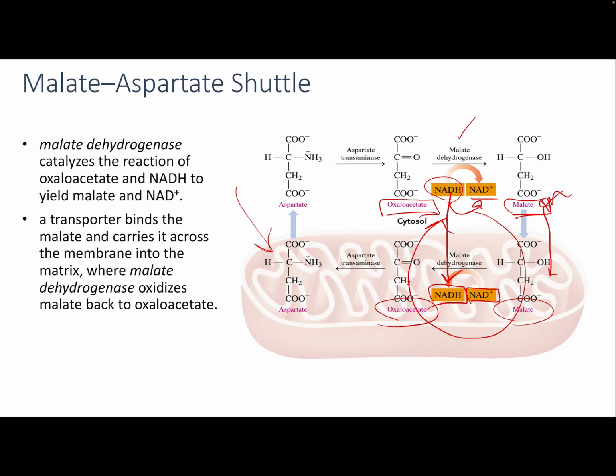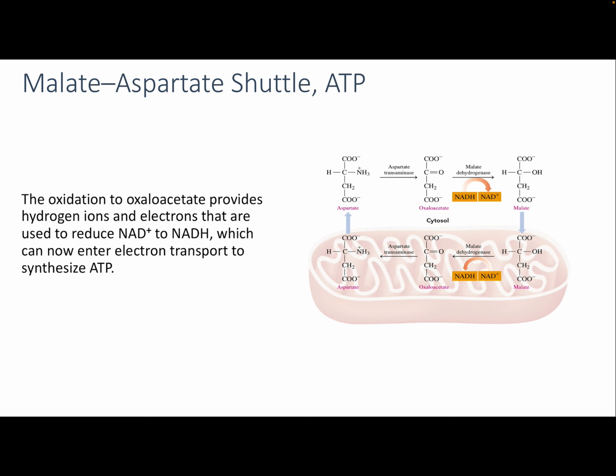Now, oxaloacetate can get turned back into aspartate, which can go across the membrane. And that aspartate, once it goes across, can be turned back into oxaloacetate so that this whole process can continue. And again, that just makes sure that the NADH that was made in the cytosol can actually be utilized. So yeah, all right.